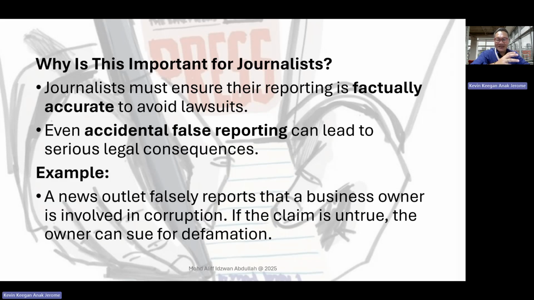Yeah, if something is untrue, you will get sued. The company that you serve will get sued. Your editor in chief will get sued. You yourself will get sued, because nowadays people love suing to get money, even though they will have to wait 2 or 3 years to get this. Sue.